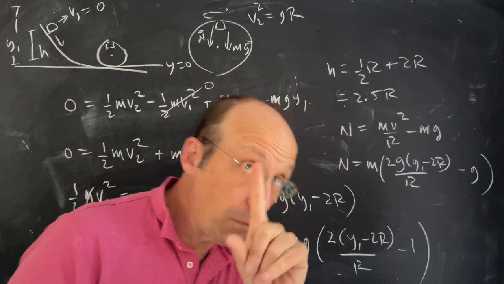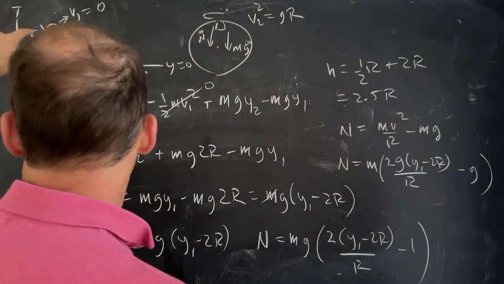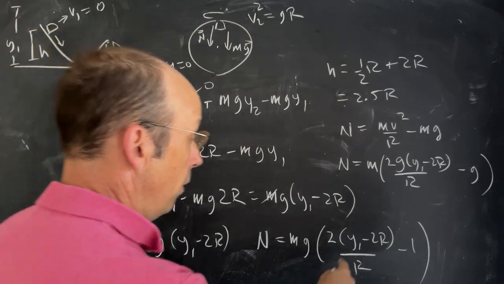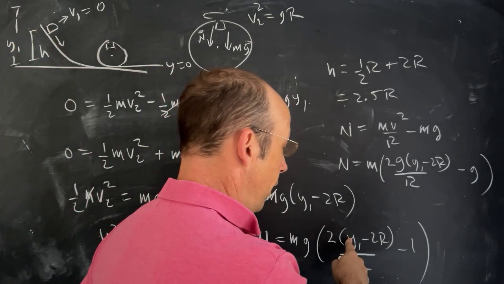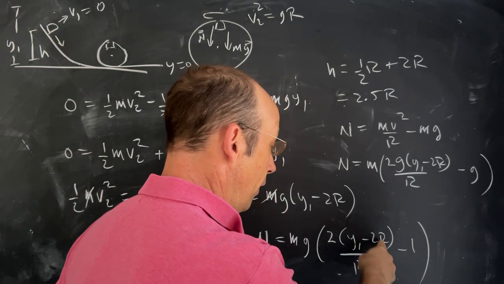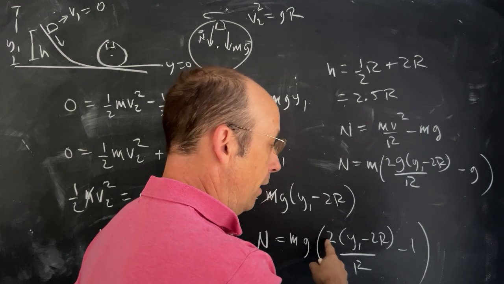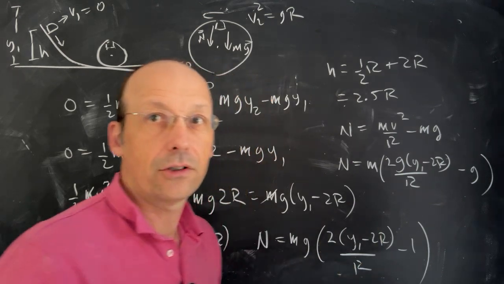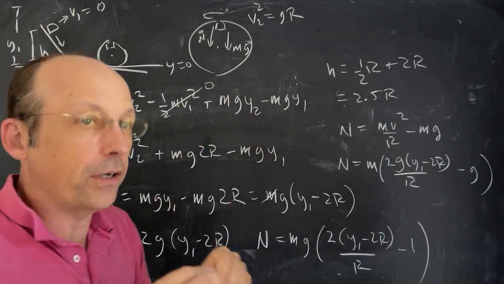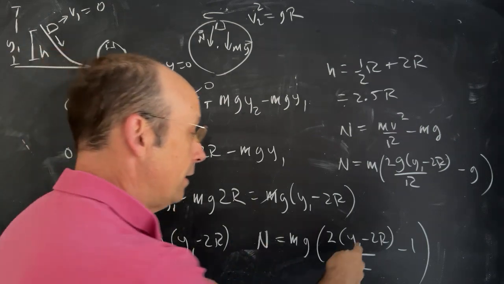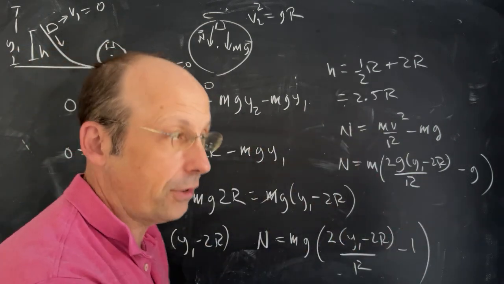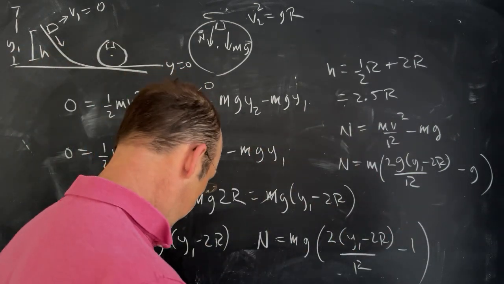If you plug in the height of 2.5r right here, 2.5r minus r, I get 0.5. I multiply that by 2, I get 1, so I get 0. So you'd be weightless at the top at the perfect height. As you go faster, as this increases, then your g-force increases, and there you go.